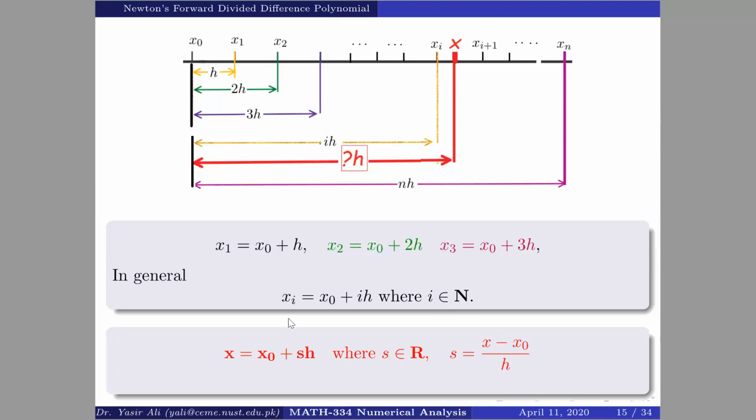So this is the point which we want to locate. And this expression, s is equal to x minus x naught over h, because in general cases in the problem we are given the initial value of x and the difference between the values, so we need to calculate s.